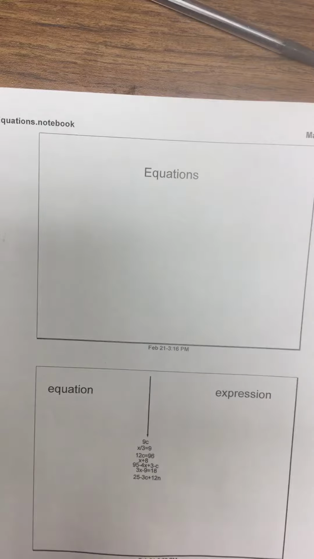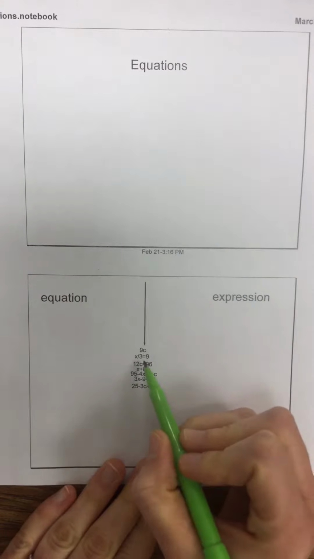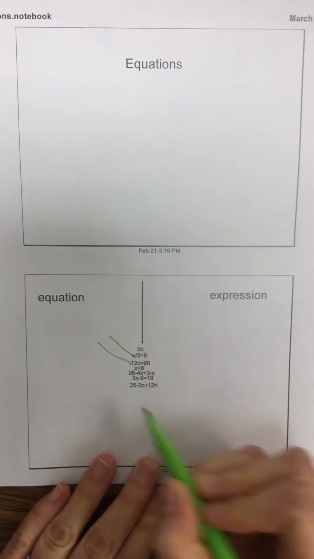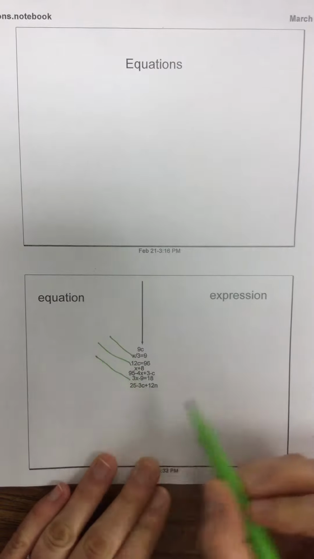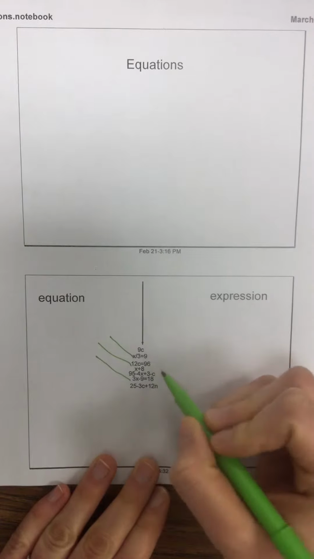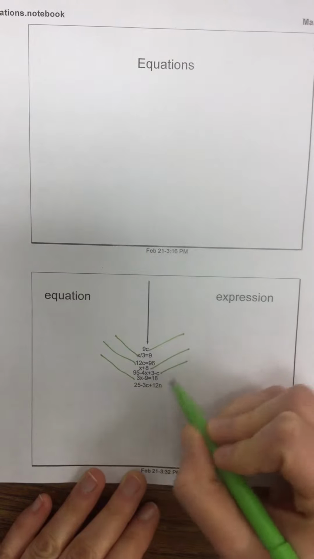This is the beginning of our unit on equations, and last unit we did expressions. The way that equations and expressions are different is that equations will have an equal sign. So that would be an equation, that would be an equation, and that would be an equation. The rest are expressions. While they have similar features, they are missing that equal sign, so they would go with the expressions.